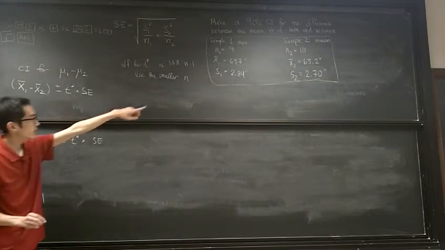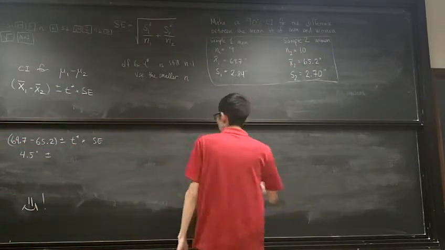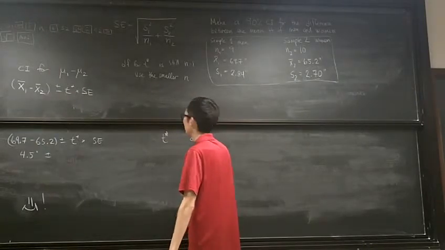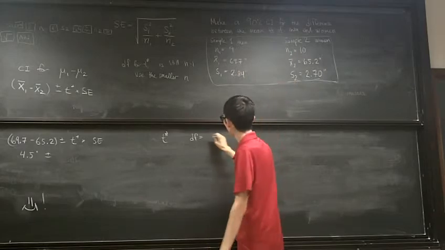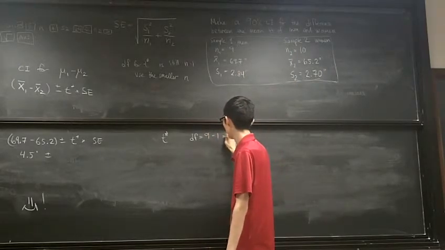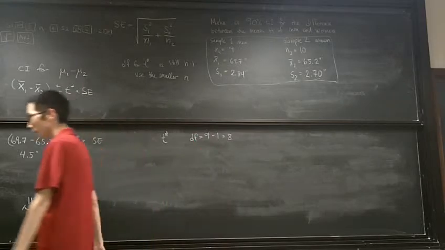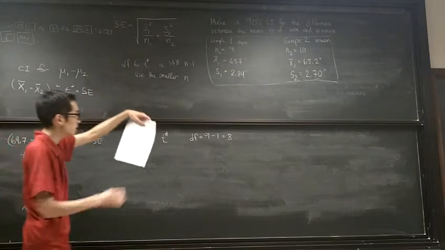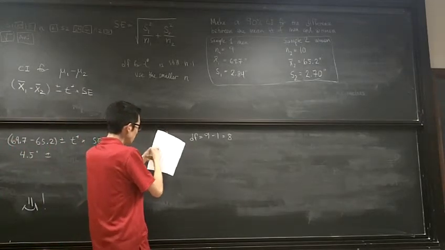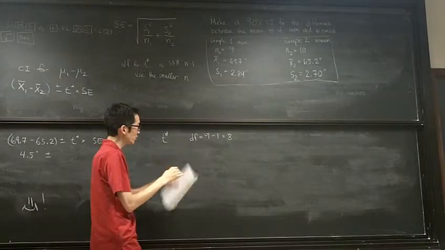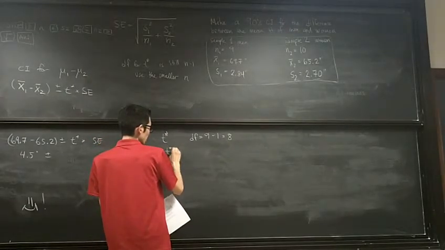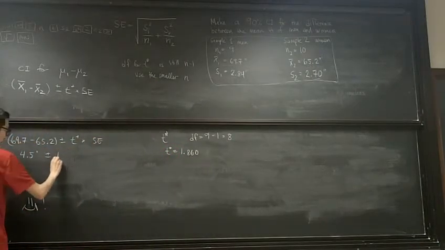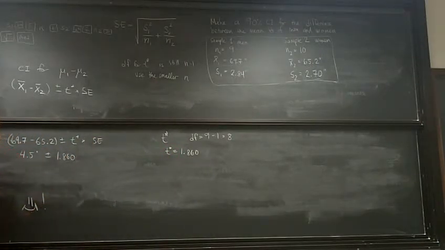So let's figure out T star. How many degrees of freedom do I have? 8. I use n minus 1, and I'm going to choose the smaller n, so I do 9 minus 1, I've got 8 degrees of freedom. What is my confidence level? I said make it 90%. So my T star, 90% confidence, 8 degrees of freedom, is 1.860. So I'm going to just plug in 1.860.